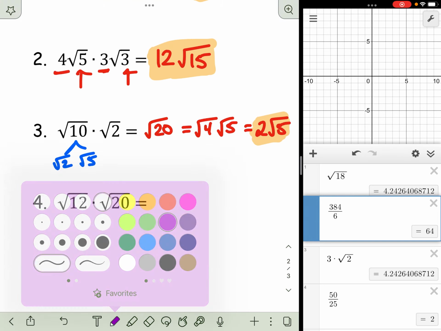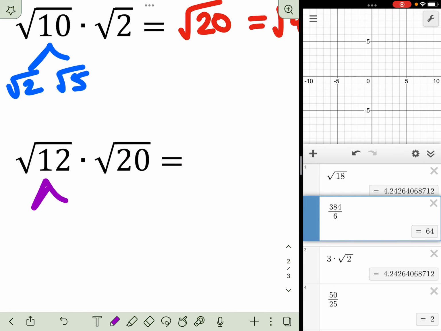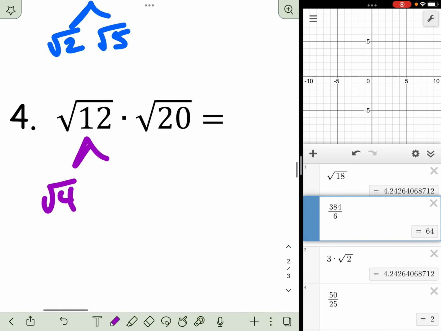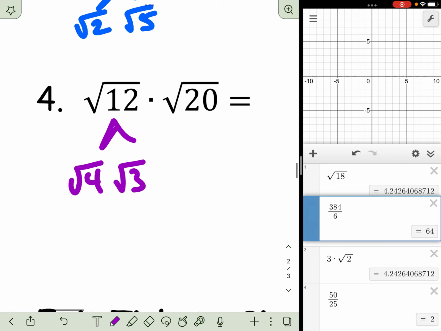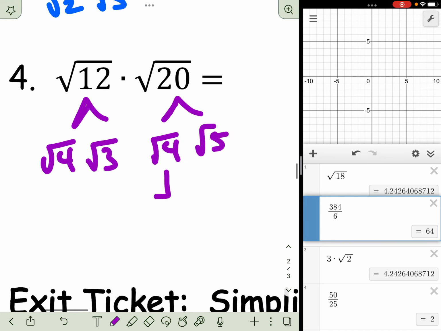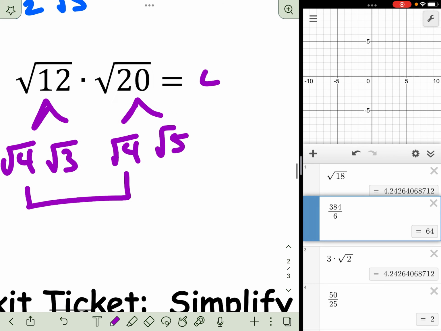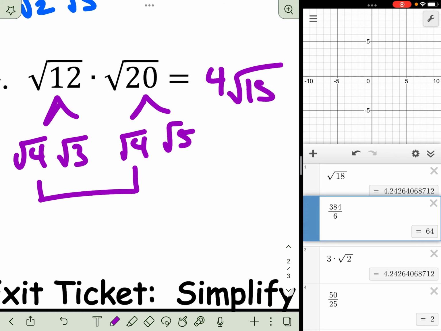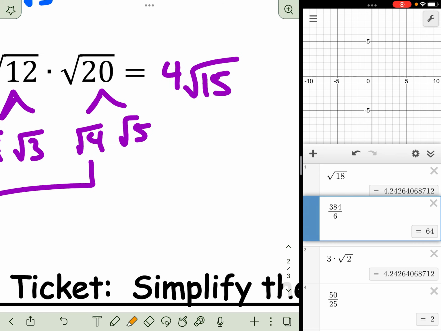Okay, and then of course, last one here, I'm going to do a similar idea to what I just did. So you have radical 4 times radical 3, and then here you have radical 4 times radical 5, 2 4's, so that becomes a 4 outside of the radical symbol, and then 3 and 5 give you 15. That is not simplifiable, so that's it.